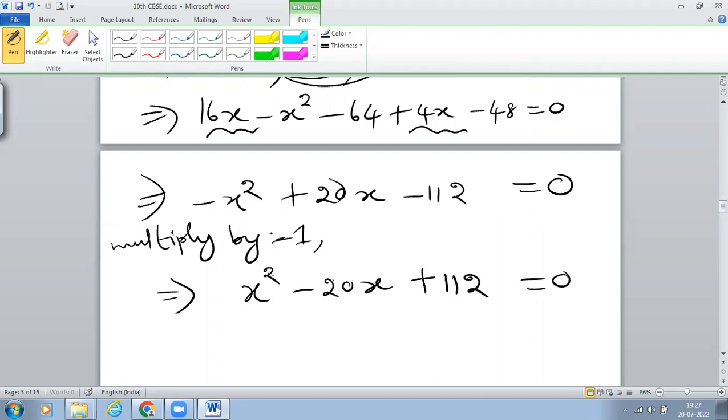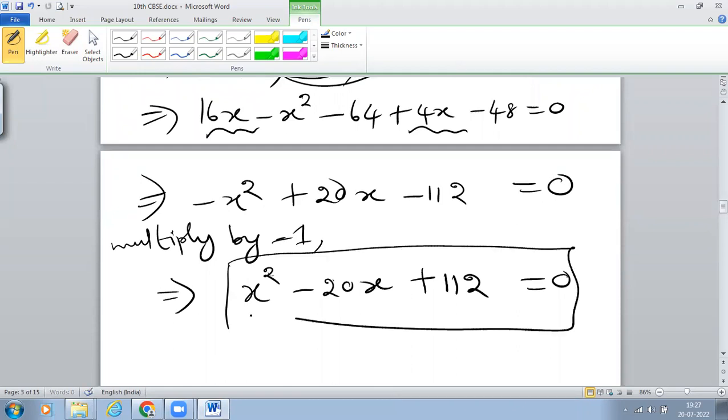You all know this, right? When we multiply an equation by minus 1, it will change its sign. Do you know this or not? Yes, sir. So we got a quadratic equation.